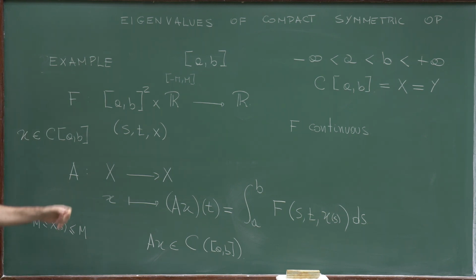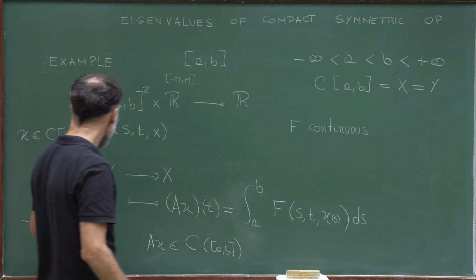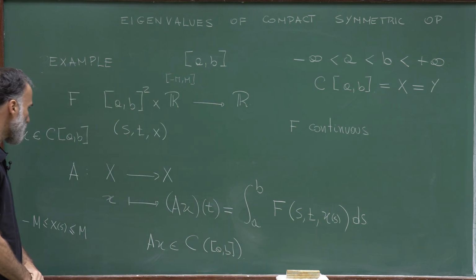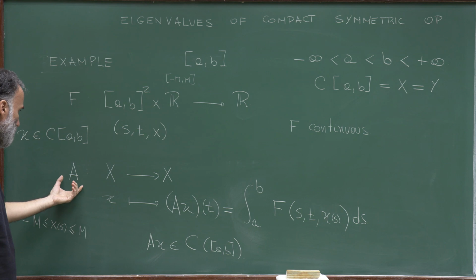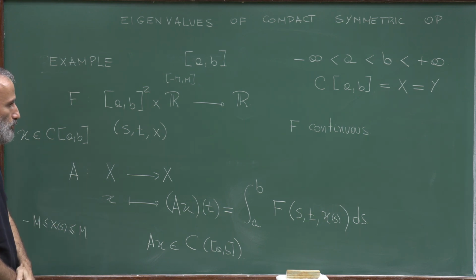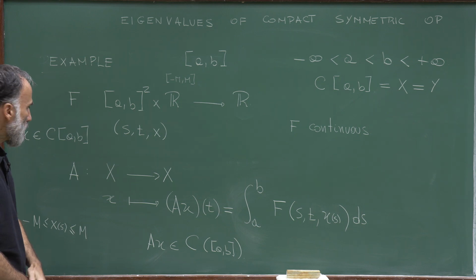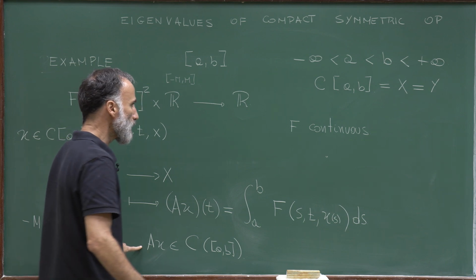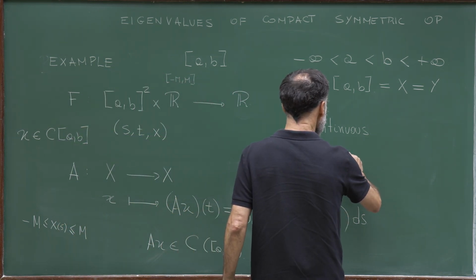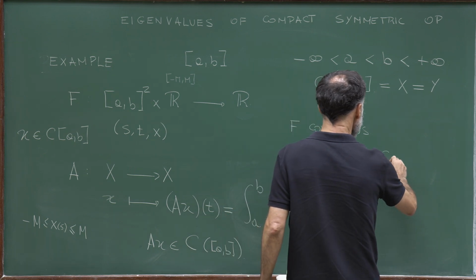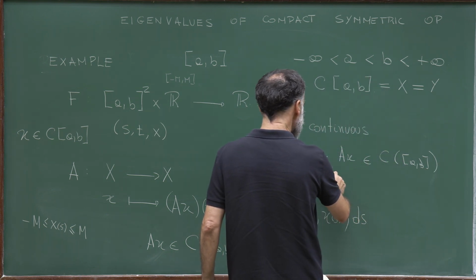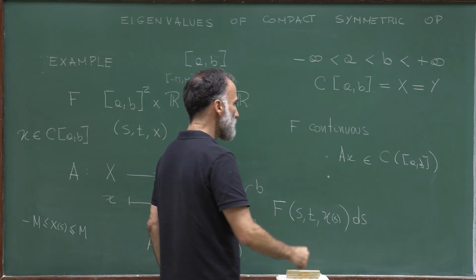So this is the definition of my operator A. You see that A defined in this way is not linear because f is not a linear function, but in the definition of compact operators, I'm not requiring A to be linear. So I first claim, as I said, and I leave it to you to check the details, that Ax is indeed a continuous function, an element of C[a,b]. My second claim is that A is a compact operator.